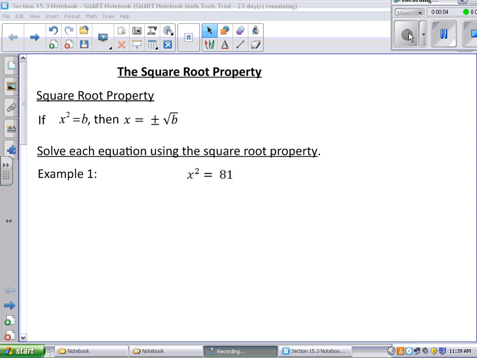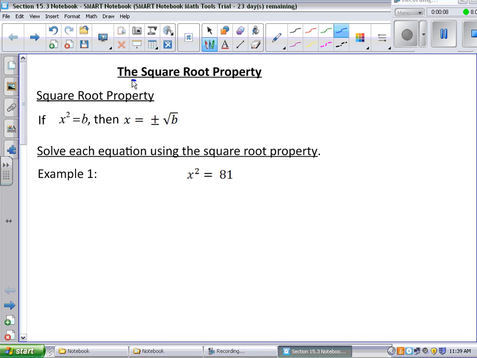Today I'm going to work with you on the square root property. We're still in Module 15. The square root property says if x squared is equal to b, then x is equal to plus or minus the square root of b. Solve each equation using the square root property.